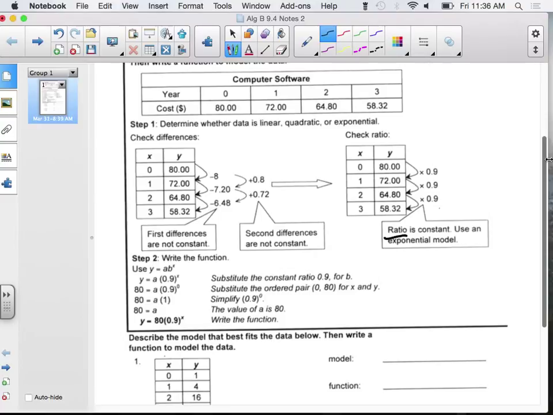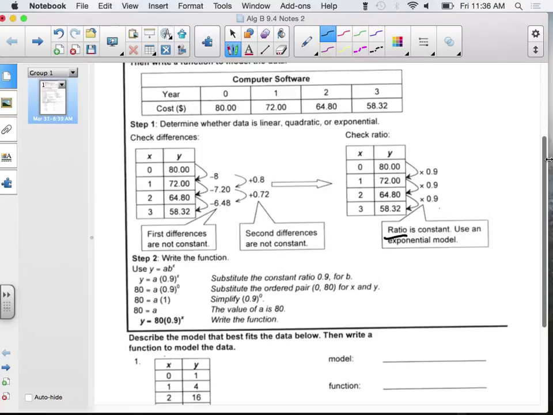So here they do our first differences, 80 to 72, they're just subtracting 8. 72 to 64.8 is minus 7.2. So right away, is there a constant difference? Nope, not a constant first difference. So then we can say it's not what? It's not linear, right?